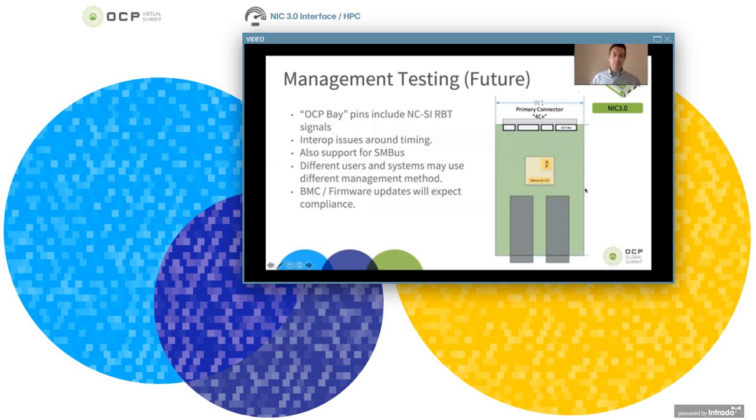What about management testing? As we said at the outset, one of the big benefits of using the OCP NIC 3.0 form factor is the ability to manage using NCSI. And in fact, on this front, we've already heard of a few interop issues around the timing of those NCSI signals. And so compliance testing there is going to be very important.